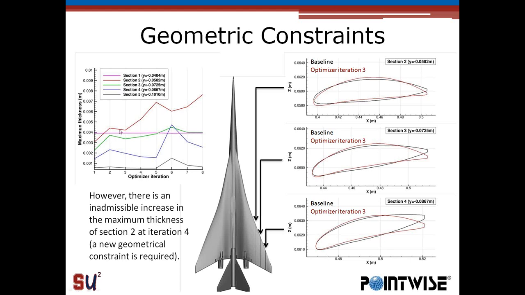But from here on, let's take a look at optimizer iteration number 3. So this result looks actually pretty promising. If we take a look at these section cuts over here on the right, we're showing these 3 different cuts of the wing from the baseline geometry to the 3rd iteration of the optimizer, and we're showing the shape changes locally for each of those sections.